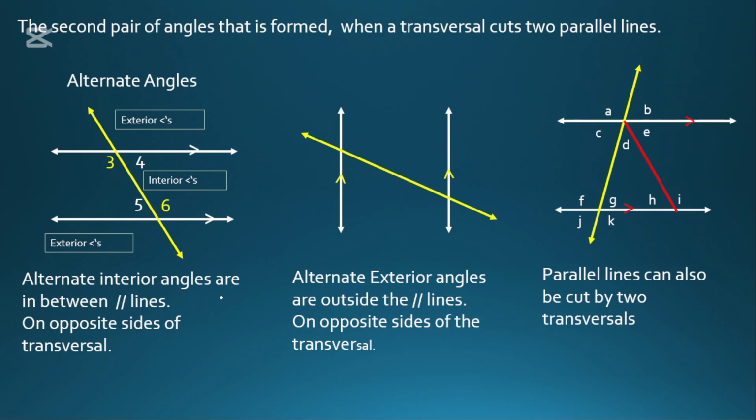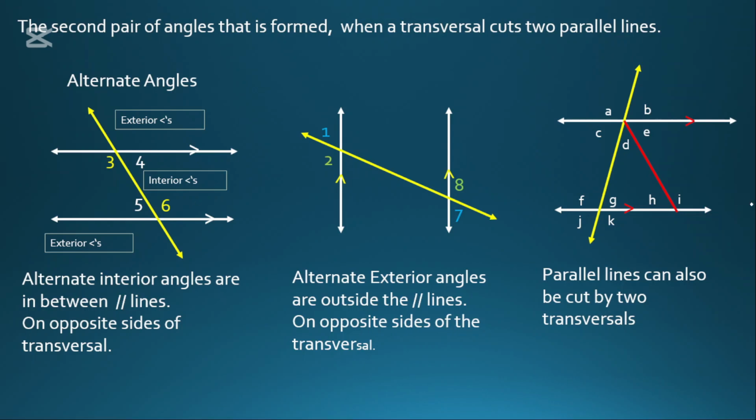We call them alternate interior angles because they are in between the parallel lines. Then we also get alternate exterior angles. They are outside the parallel lines, on opposite sides of the transversal, 2 and 8. Alright, exterior, 1 and the opposite exterior, 7.